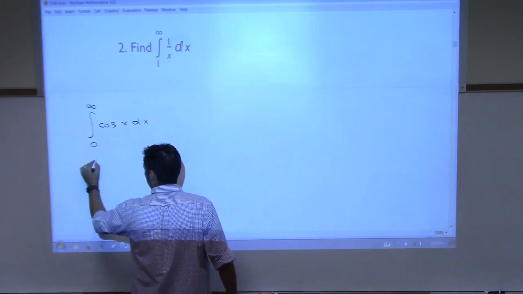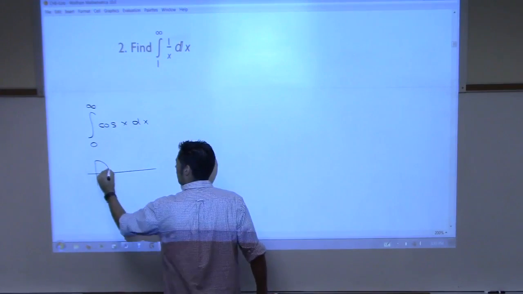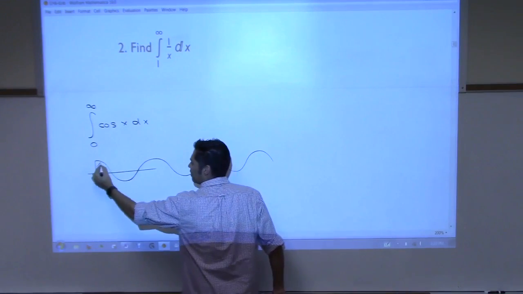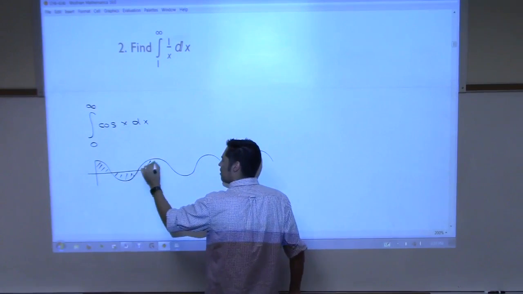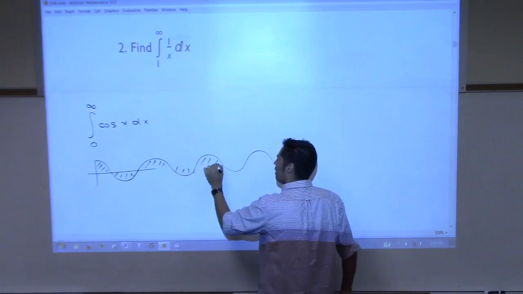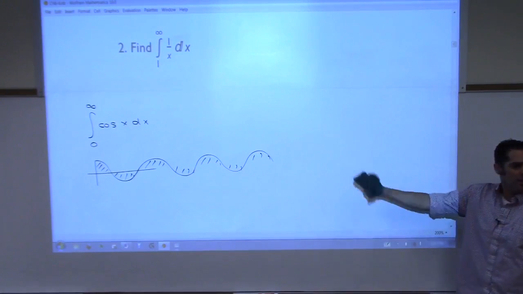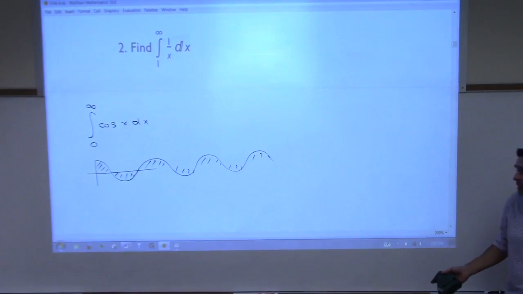Then geometrically, it looks like this. This is cosine, right? And if we're asking the areas, we've got this area, then this area, then this area, then this area, then this area, then this area, then this area, right? It looks like they're going to offset each other, and we're just maybe going to get 0 or something.